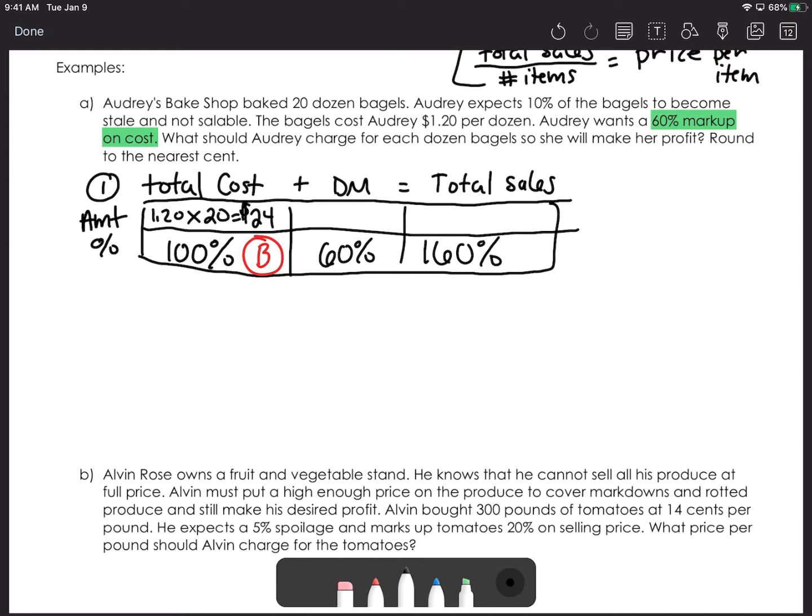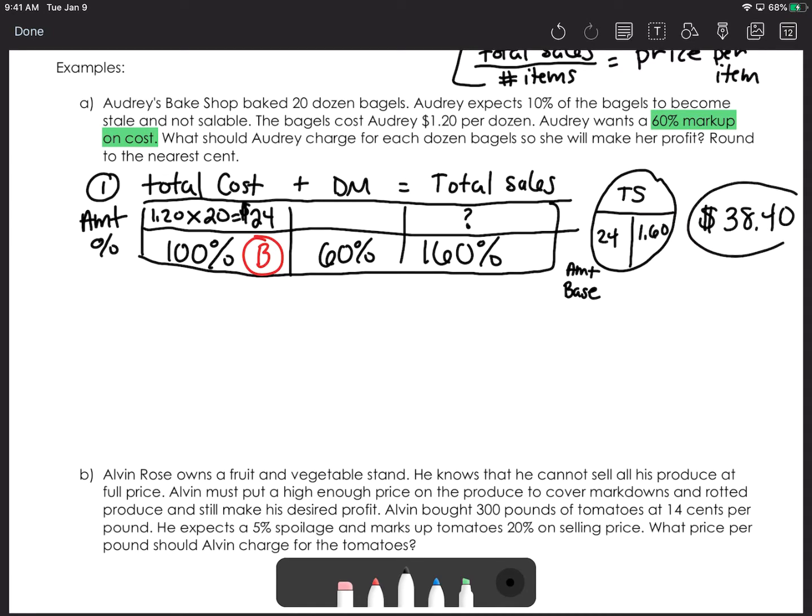Now, that's all the information that we can gather right now from the problem. So now I'm going to make my circle so I can figure out what the total sales are. That's what we're trying to figure out in step 1. My base, the amount of the base, is always going to go in this bottom left corner. And the amount of the base, since the base is cost, is going to be $24. I'm looking for the total sales. I'm going to label it TS. And I know that that's 160%. When I put that in as a decimal, it should be 1.6. So to find the total sales, I'm going to take 24 times 1.60. So my total sales is $38.40.